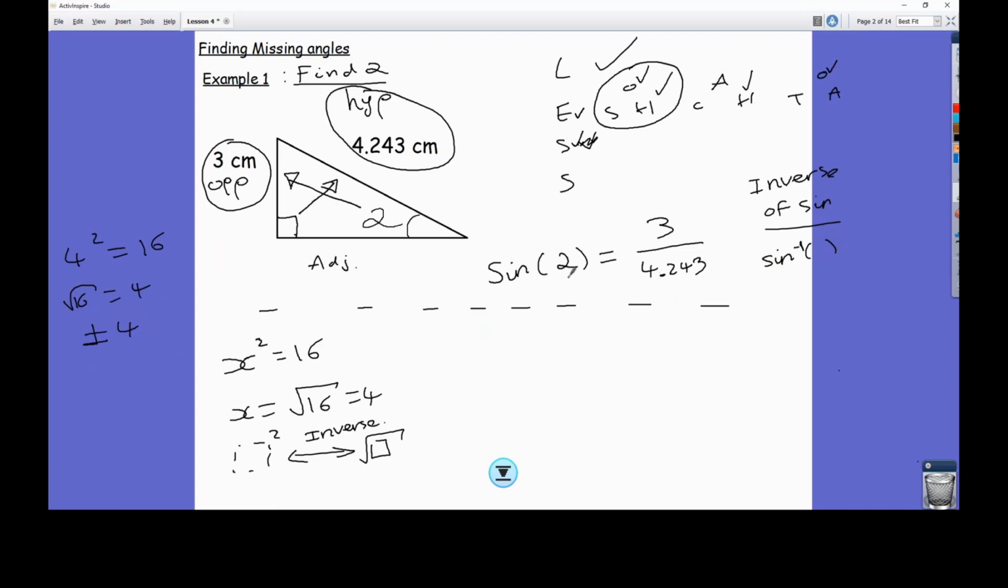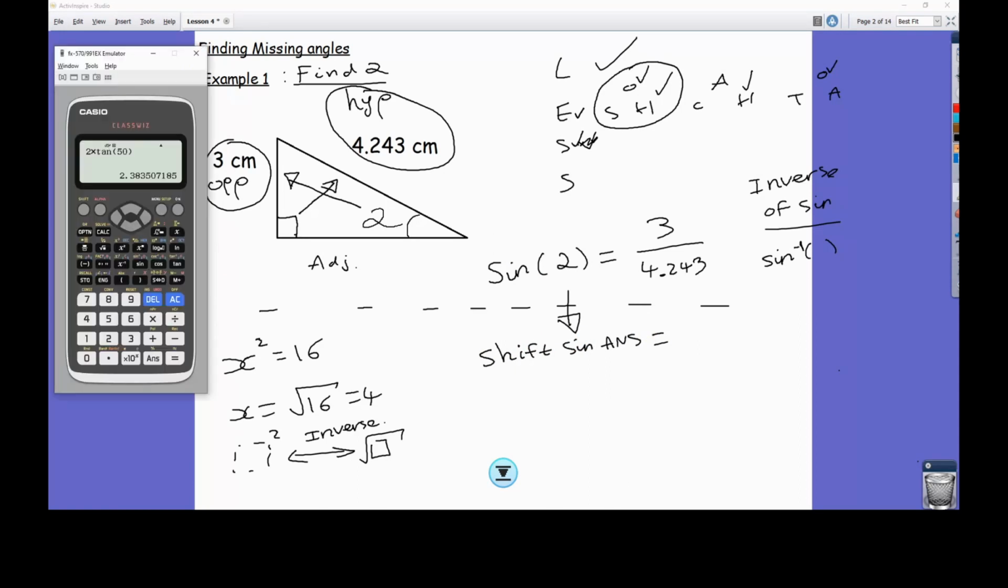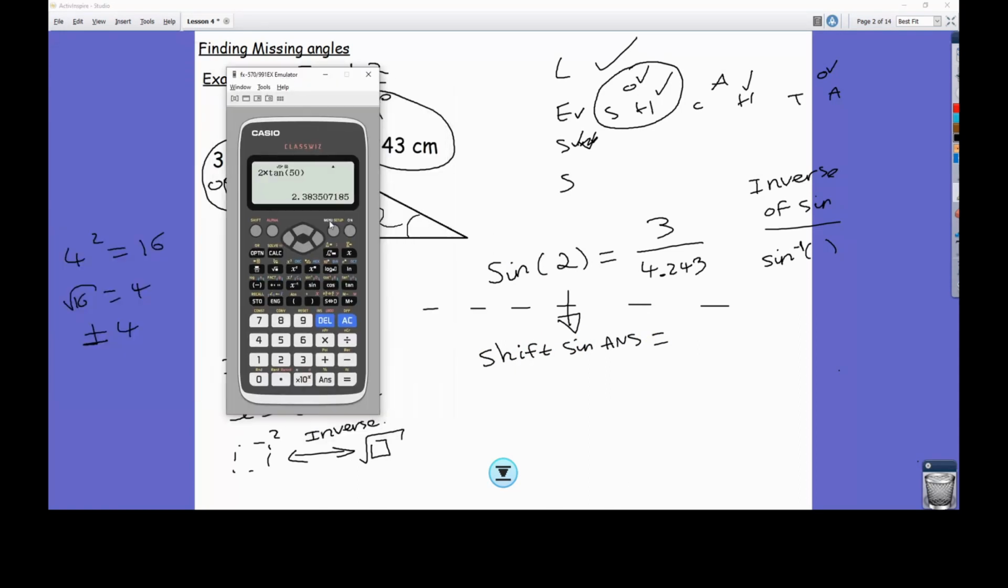When you get to the stage sine alpha equals some stuff, on your calculator, you will press shift, sine, and equals. So I'm just going to illustrate that. So we are now at the stage where we have sine alpha equals 3 over 4.243. I get my calculator, so make sure you're looking at the calculator now. I'm going to do 3 over 4.243, and you could just as easily do divide. I'm going to press equals.